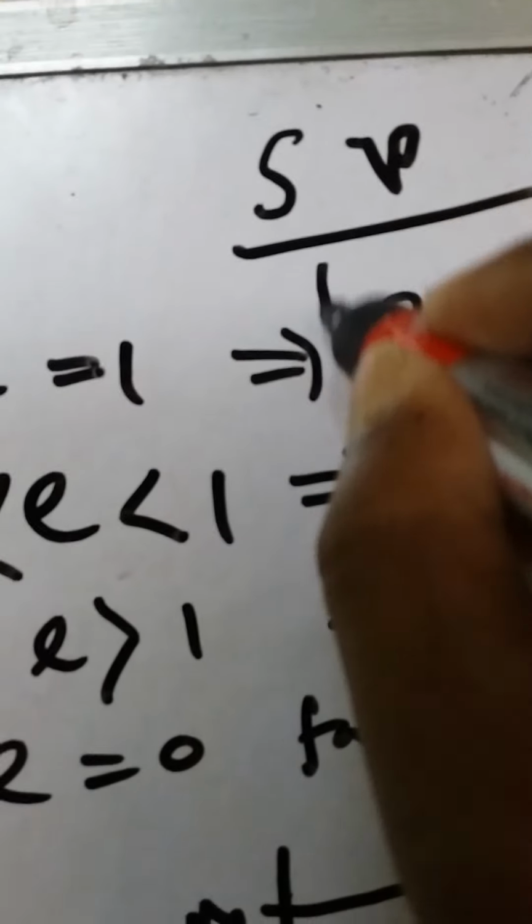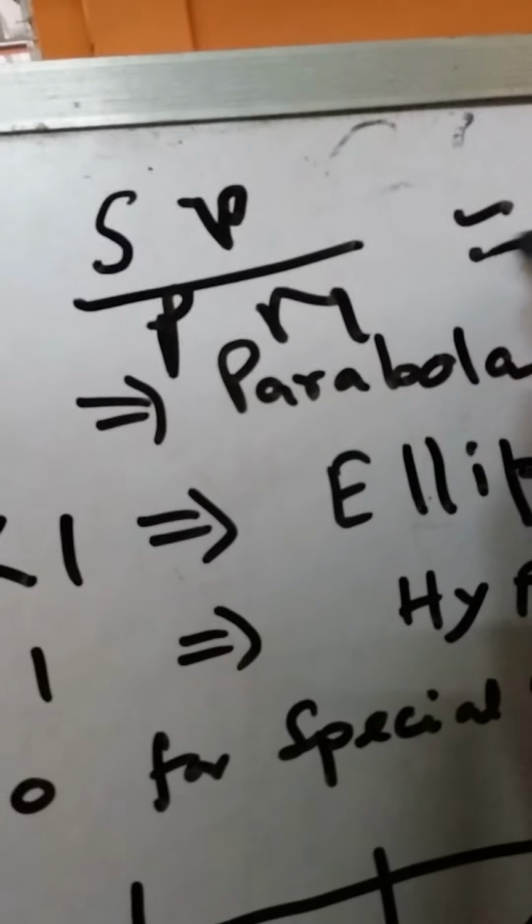If a point moves such that it always keeps distance from a fixed point and also from a fixed line, the ratio of their distance is always constant, then the locus of the movable point is called conic section. And SP by PM is equal to E.